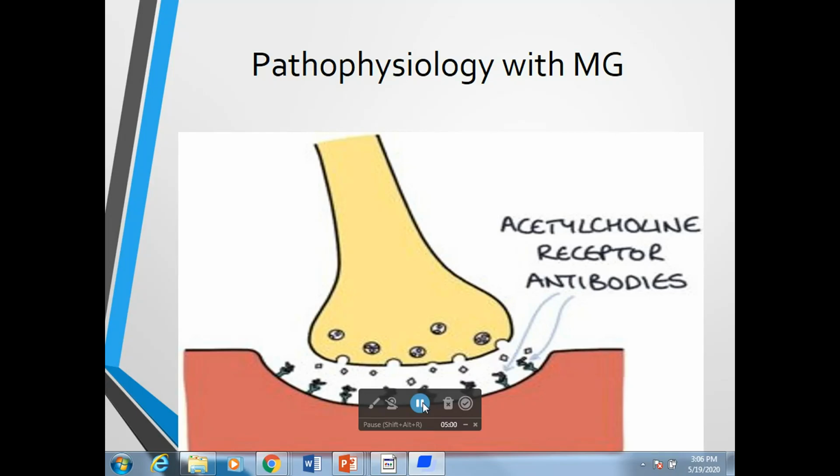So if we can inhibit the acetylcholinesterase, remember that's like the teacher who stands in the back of the room and shuts the door. If we can inhibit that, then we can allow more acetylcholine to hang out. That way it can go into the receptor sites. So here's another way just to look at it.